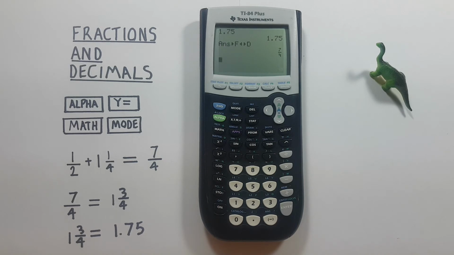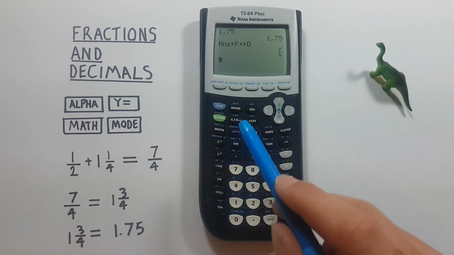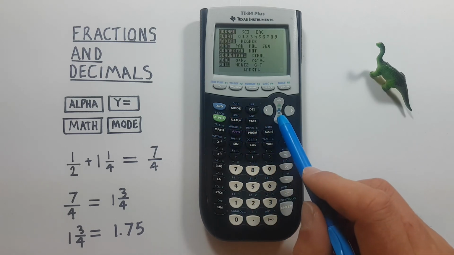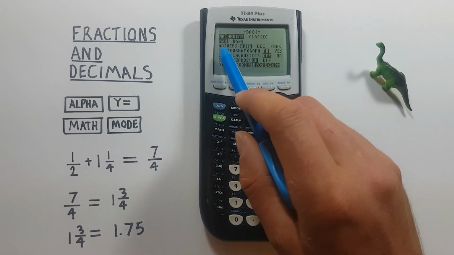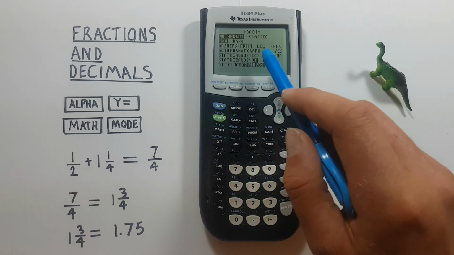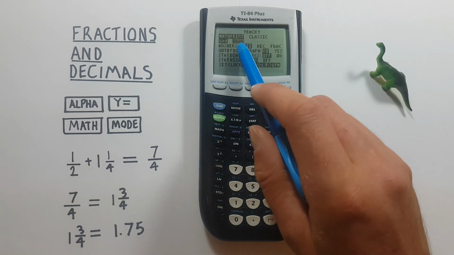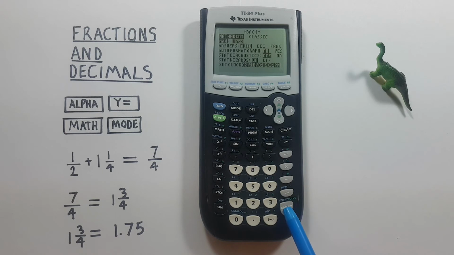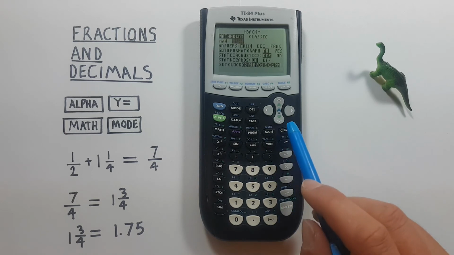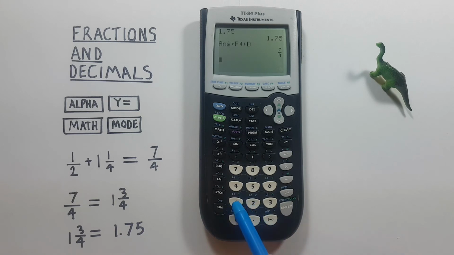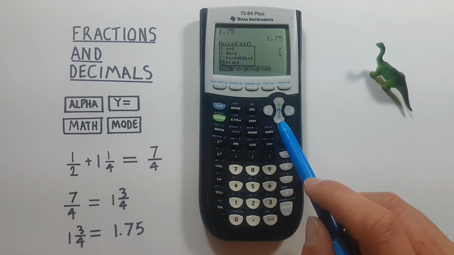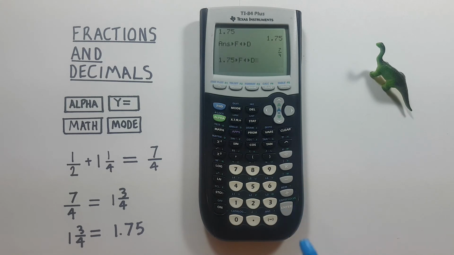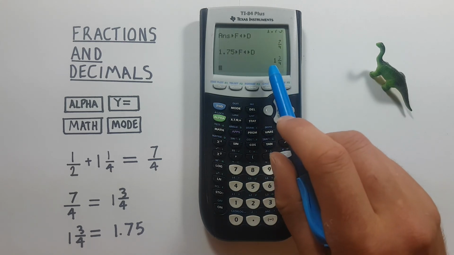If we wanted to get mixed fractions every time, what we could do is press the mode key and then scroll down past the first screen to this option here, where we see n over d is highlighted and un over d is not. If we scroll over and select that second option, that un over d, press enter so that it's highlighted, and then clear. If we do the same thing, 1.75, alpha, y equals, convert that to a fraction from a decimal, press enter, you see we automatically get the mixed numbers.